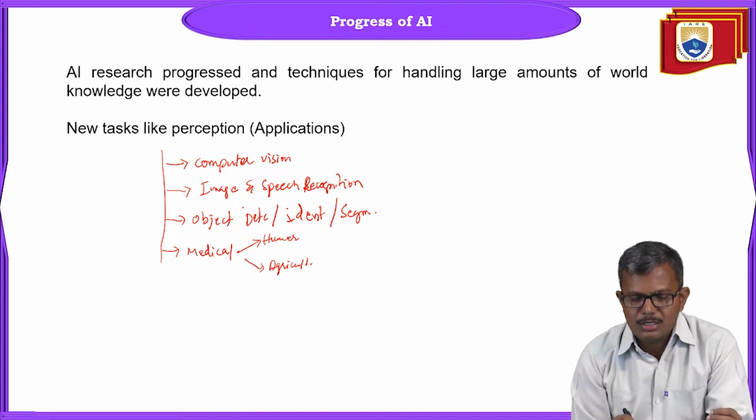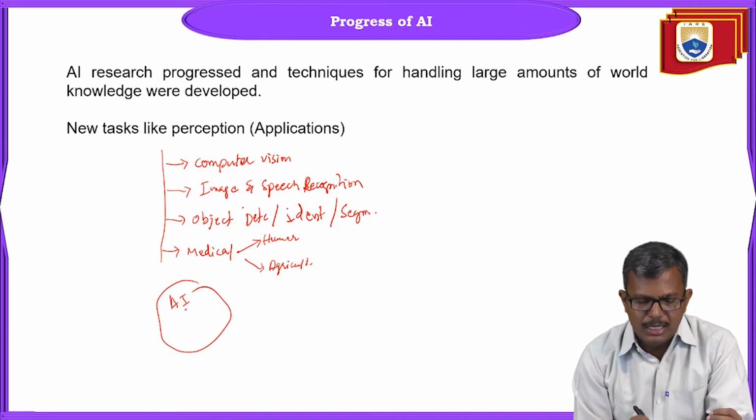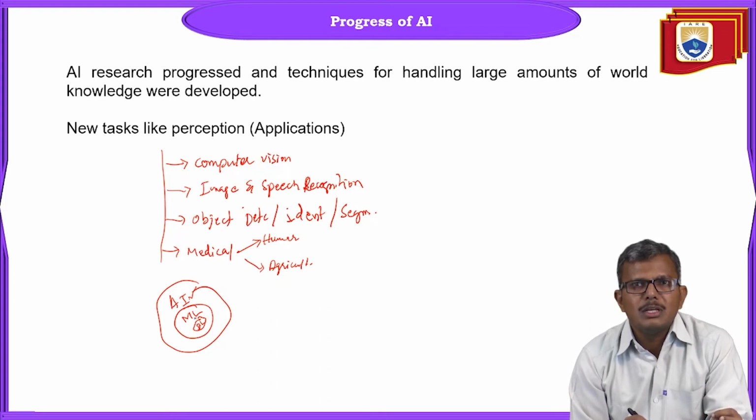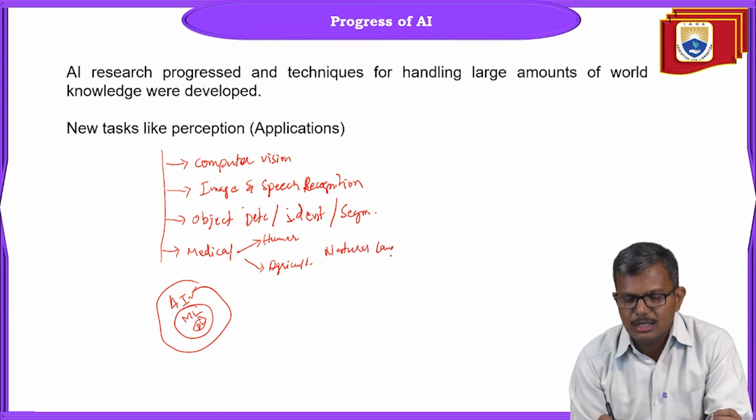So in this case we can say that artificial intelligence, with the help of its subsets, is the main area. In this main area we have a sub domain called machine learning, and along with this we have one more called deep learning. With the help of these subsets, artificial intelligence nowadays has proven to solve even more complex tasks in computer vision, image and speech recognition, object detection, medical cases, and even natural language understanding.